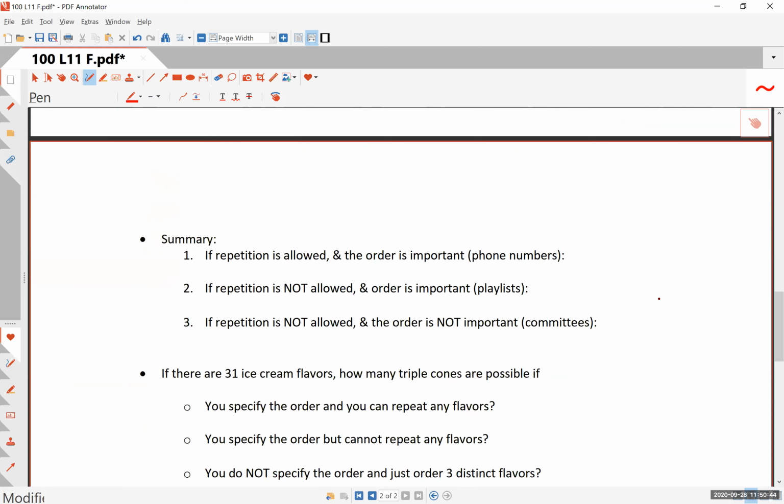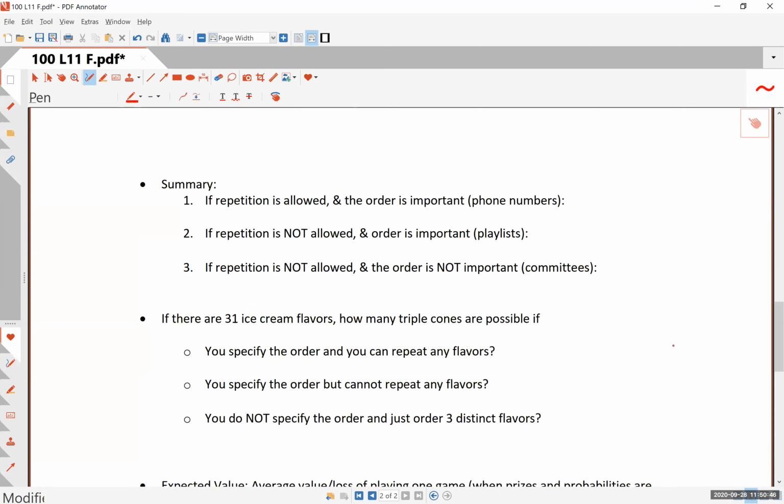All right, so here's a quick summary of this. And then I will just ask you this question about 31 ice cream flavors. Okay, so the summary is this. If the repetition is allowed and order is important, like the phone numbers, you use the multiplication rule. This is the easiest one. The repetition is only allowed in this type of problem.